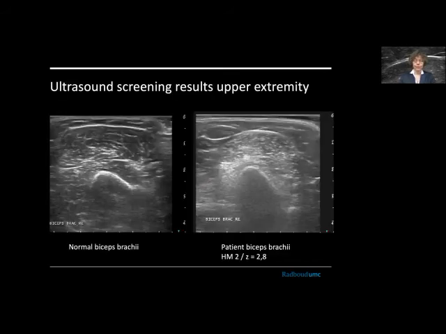So when we screened her, these are the ultrasound results for her upper extremity. I'm just going to show you the biceps images. We took a few more, but on the left, I've put a normal biceps brachii for this person. So what should the image look like versus on the right? What was it in her case? Well, you can see a clearly abnormal biceps there in this lady with an abnormal Z-score.